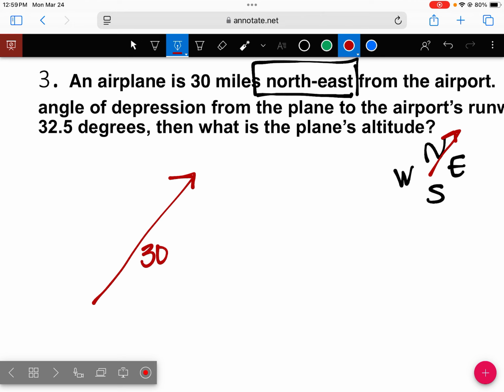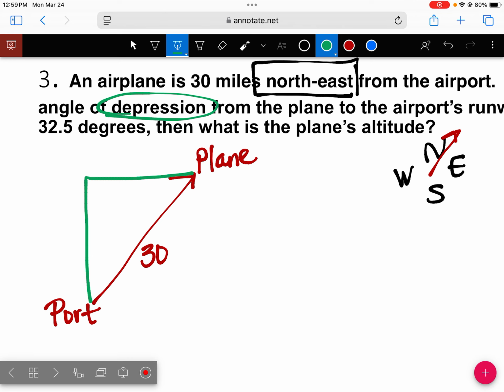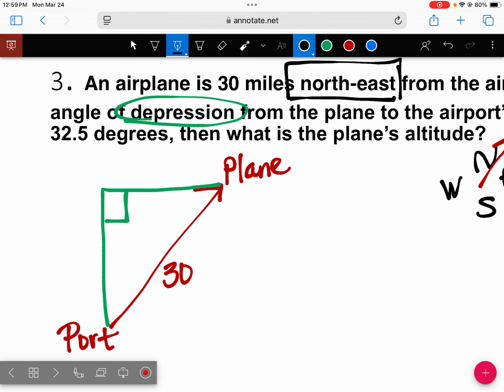So this would be my airport, and then up here is the plane. And it says that it has an angle of depression. Now, angle of depression is not the same as a bearing. That's formed with the horizon. So we're going to go this direction, and it would be 32.5.